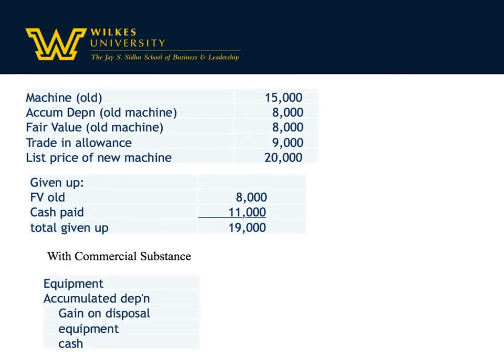Well, if we take the example with commercial substance, then we have a gain. Commercial substance means the purchase of equipment, or the bringing in of new equipment, is going to bring an increase in cash flows to your company. If you're buying something that's going to increase your cash, it's certainly going to help you. So you're going to have the ability to pay tax on it, and you're going to have the ability to show it now as a gain.